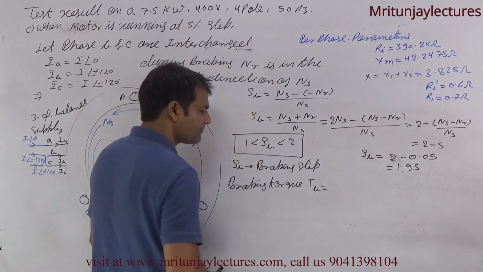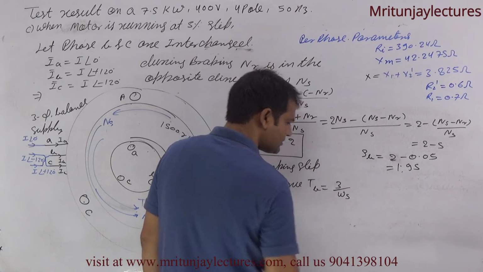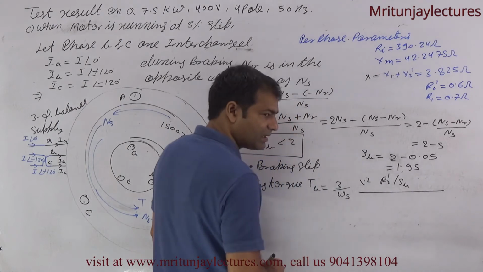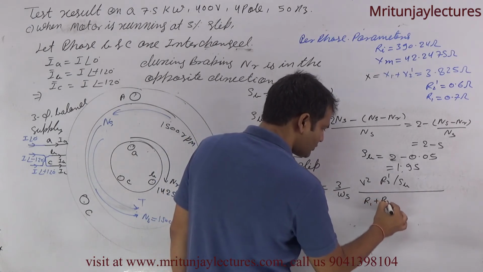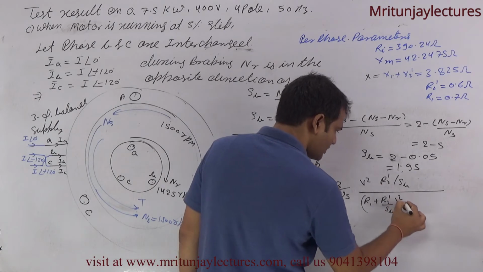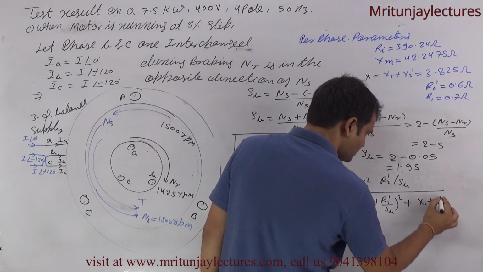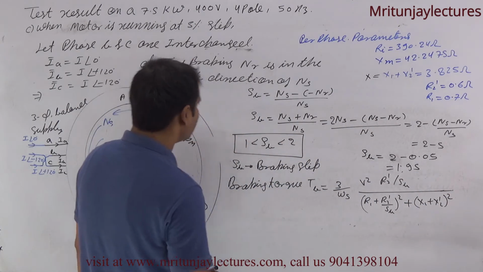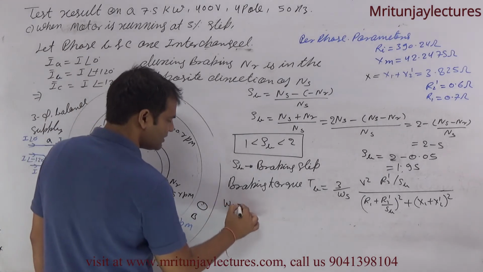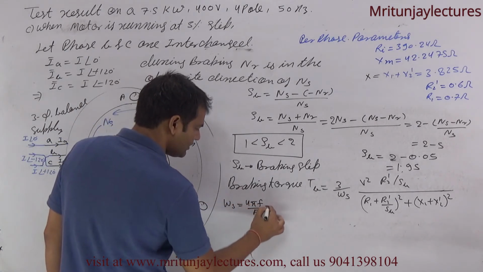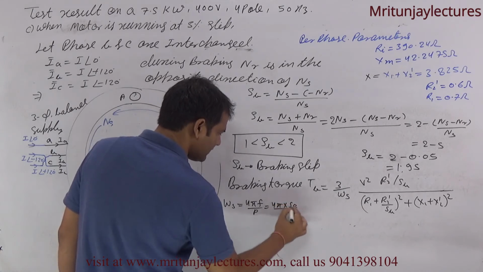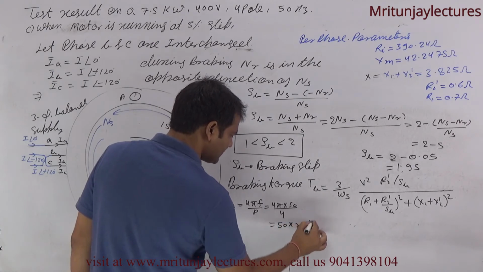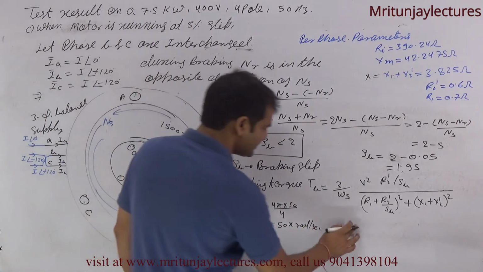TB is written as 3 by omega S into V square R2 dash upon SB divided by R1 plus R2 dash by SB to the whole square plus X1 plus X2 dash to the whole square. Clear? Now, what about omega S? Omega S is equal to 4 pi F by P. F is 50 Hz and P is 4 pole. That's why that is 50 pi radian per second. Clear?